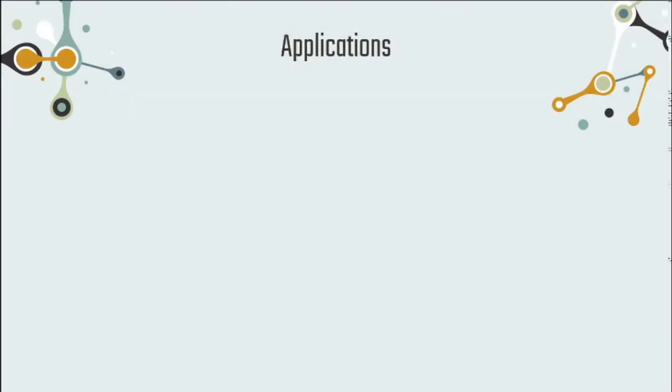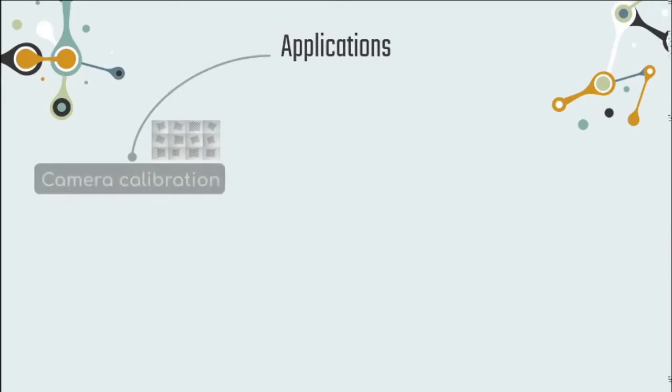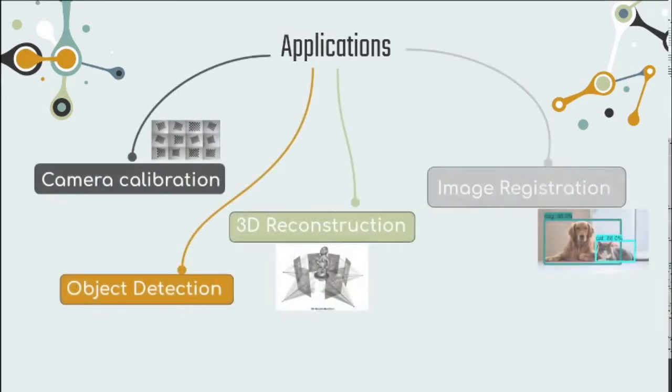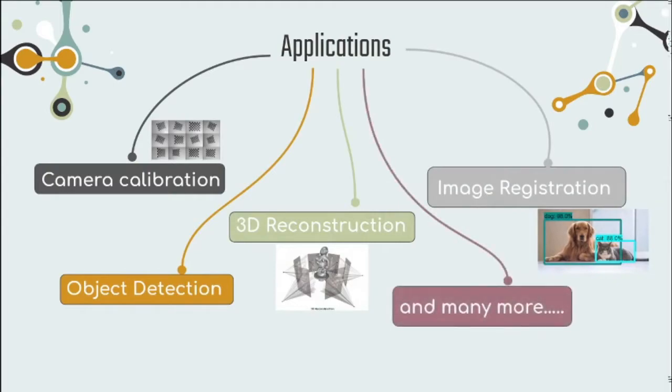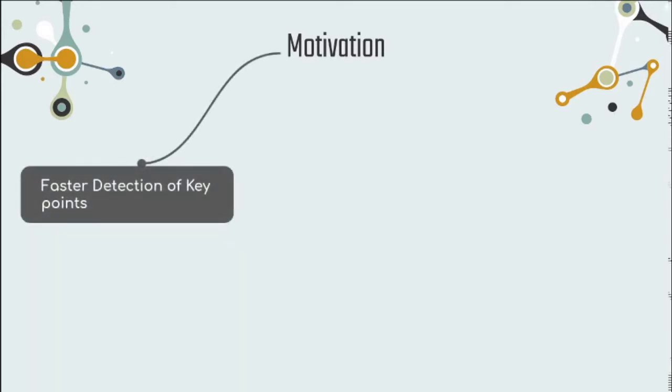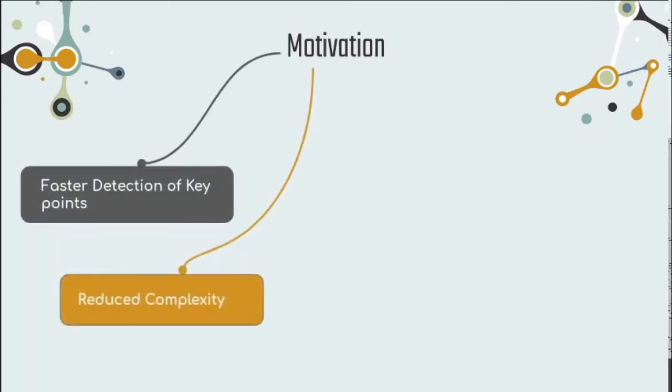Some of the applications where SURF can be implemented are camera calibration, object detection, 3D reconstruction, image registration, and many more. The author mainly focused on speeding up the process of interest point detection. Nevertheless, it should be less complicated.